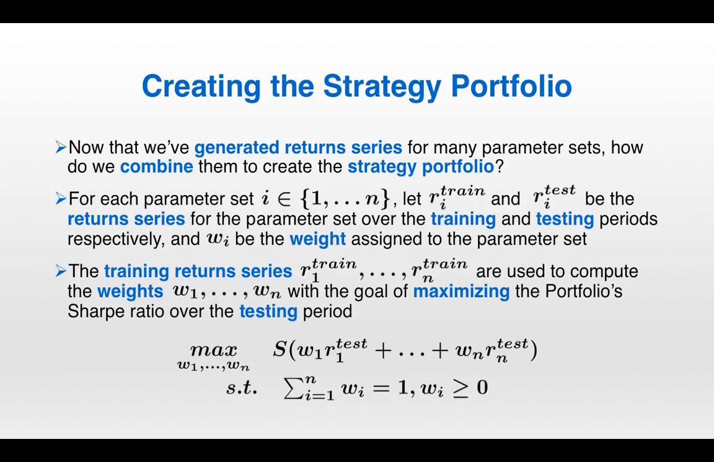So last time we discussed parameter optimization and the different searches you could use in order to select which parameter sets you want to test. And by test a parameter set, we mean generate the return series for that parameter set. So now that we've generated return series for these parameter sets, how do we combine them to create the strategy portfolio?